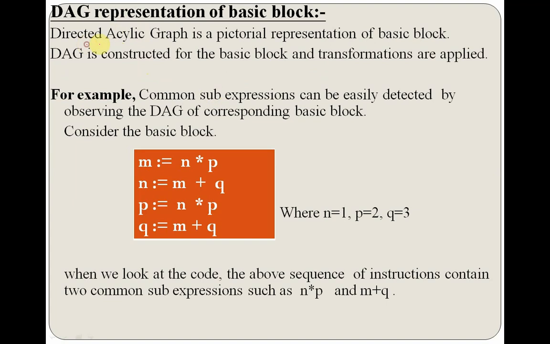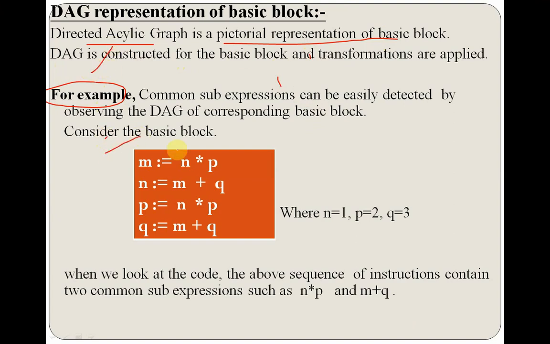A directed acyclic graph is a pictorial representation of the basic block. So a basic block can be represented by a pictorial notation or tree notation called a directed acyclic graph. For example, we'll take this subexpression detection and elimination. Take this basic block.